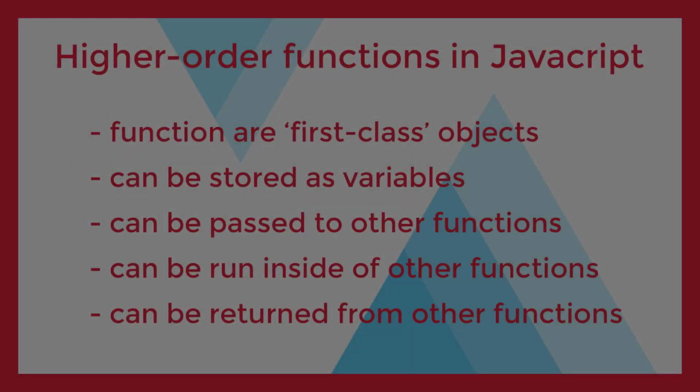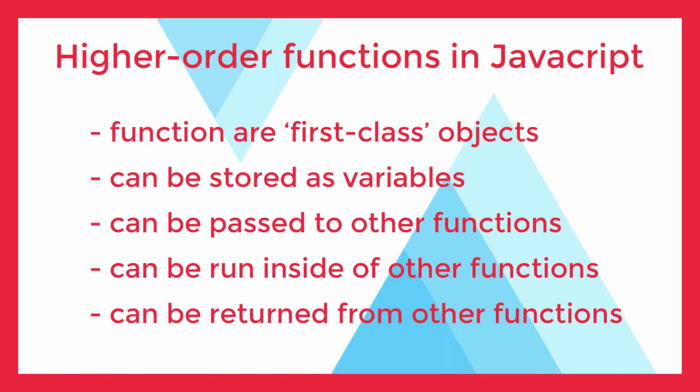Now you may have heard that JavaScript functions are considered to be first-class objects. This means that they can be stored as variables, passed to other functions as arguments, executed within other functions, and returned from functions, just like any other object. These are also known as higher-order functions. These higher-order functions are a big part of why JavaScript is such a powerful and flexible language, especially in terms of its ability to embody functional programming and composability principles.